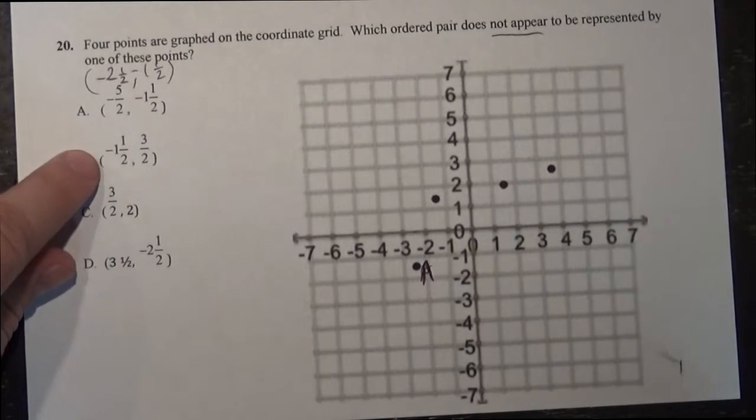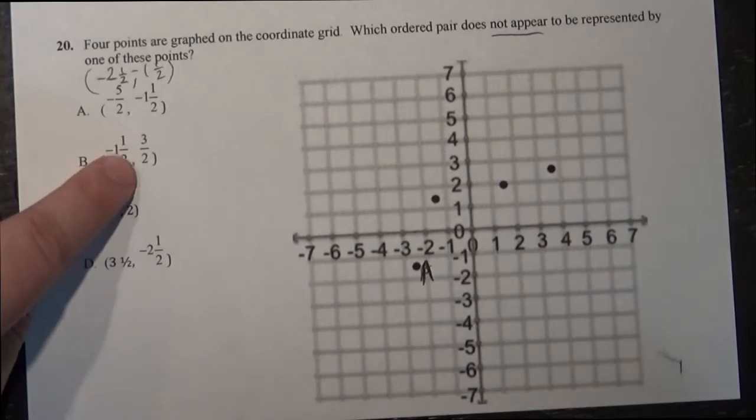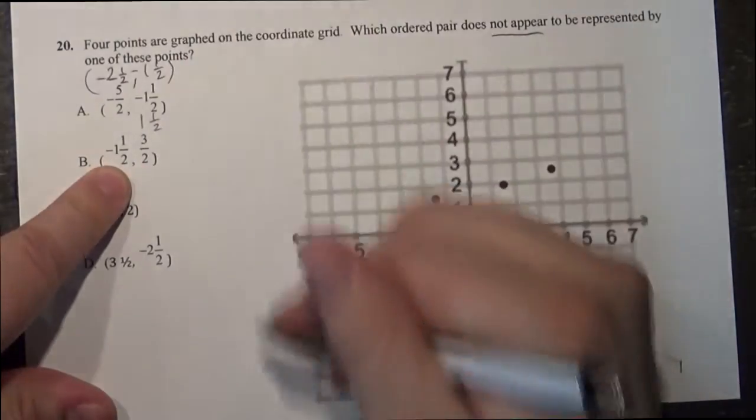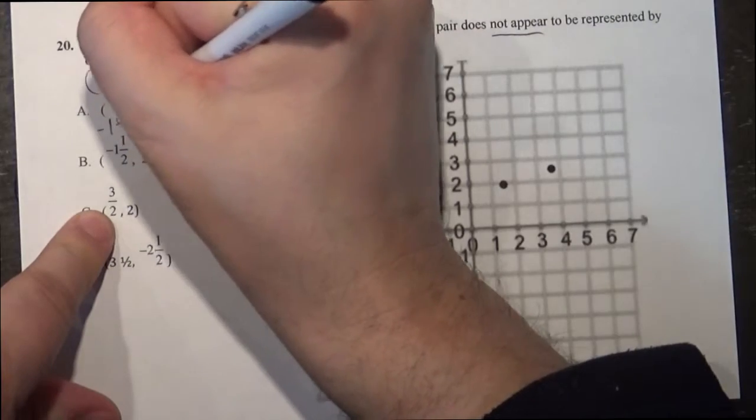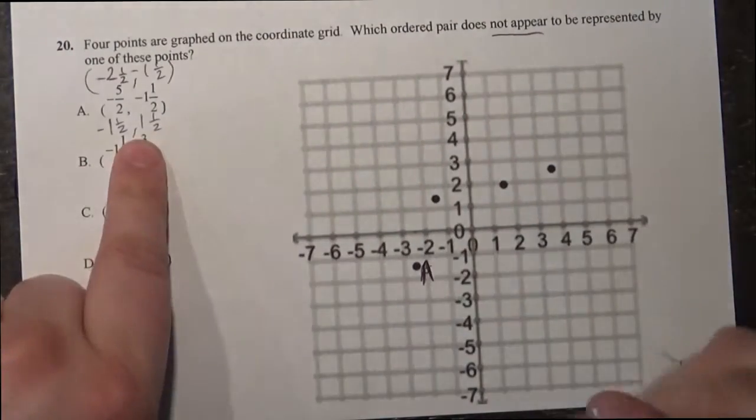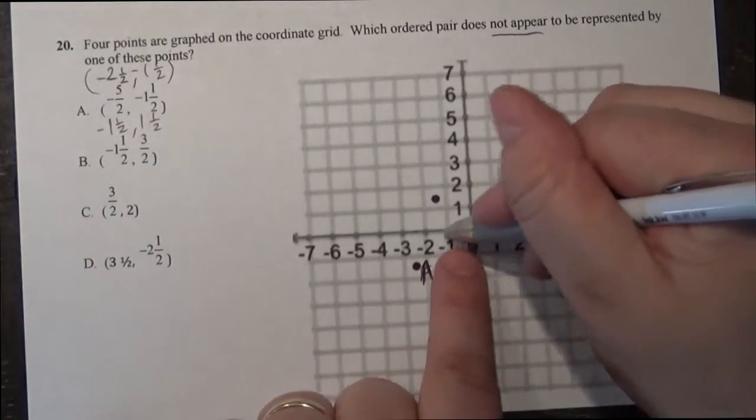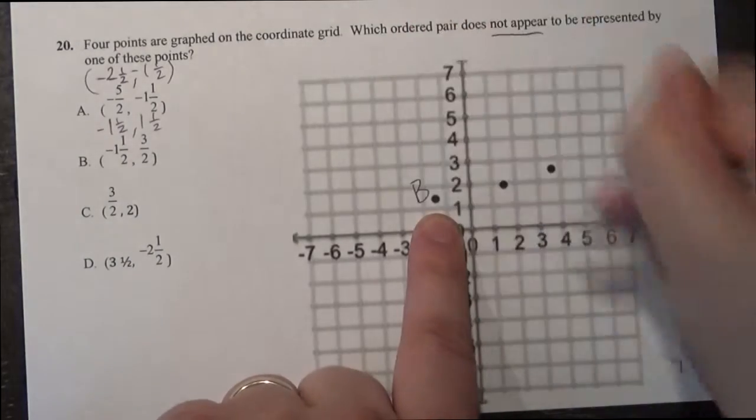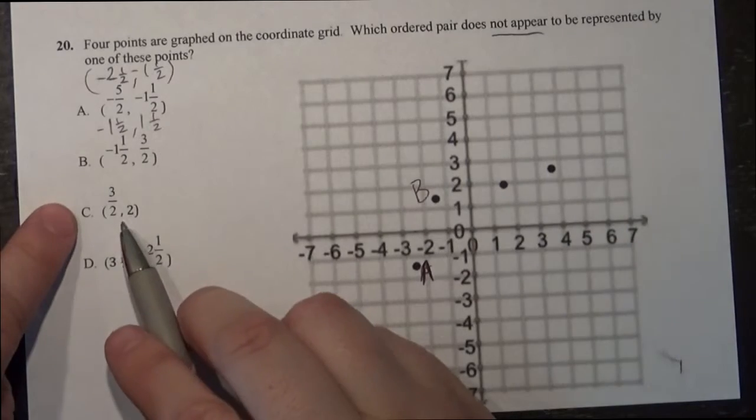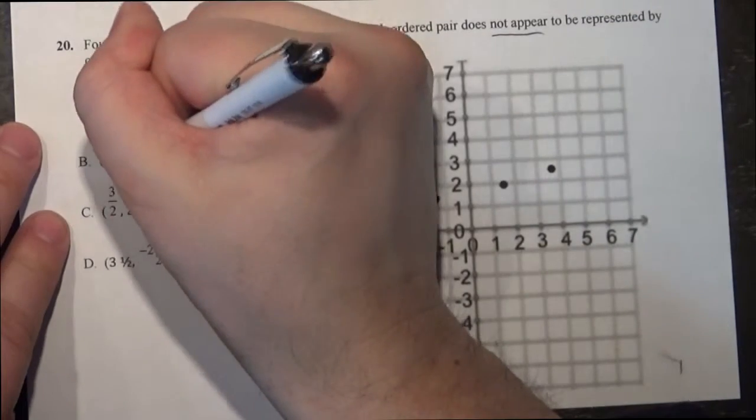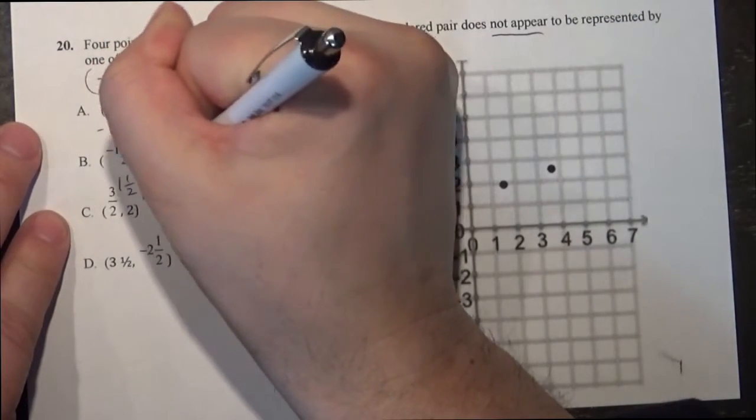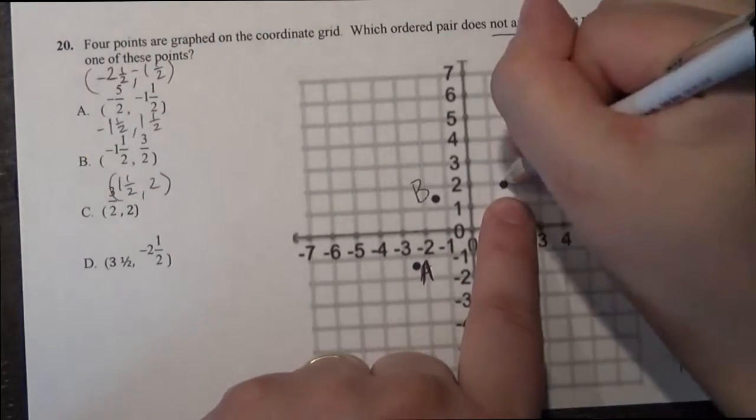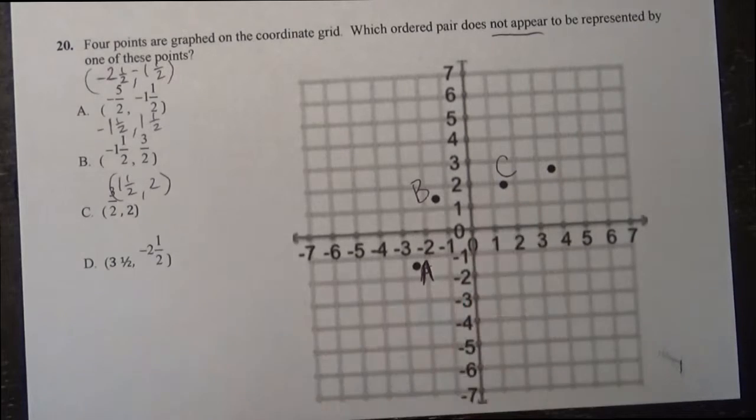Look at letter B. It says -1 1/2 and 3/2. Well, 3/2, that's going to be 1 1/2, right? So I have -1 1/2 and 1 1/2. So let me go over -1 1/2 up 1 1/2. That appears to be point B. Here I have 3/2. Again, that's going to be 1 1/2, 2. Let me go over 1 1/2 and up 2. This appears to be point C.